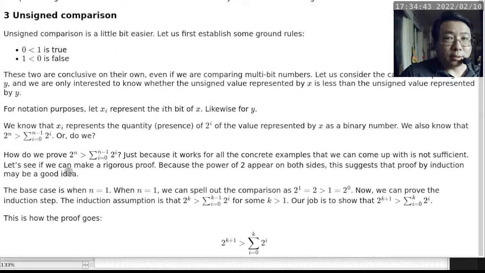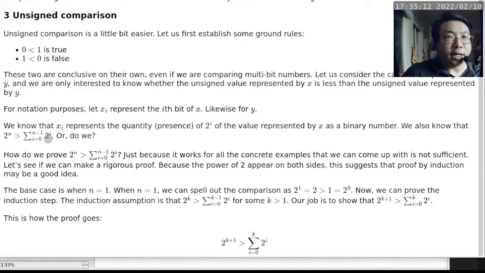Okay, so let's take a look at the first one. I'm not going to go through the proof itself. I'm just going to talk about the conclusion of the proof. So if you have some number n, 2 to the power of n is always greater than the summation of i going from 0 to n minus 1, where each term in the sum is 2 to the power of i.